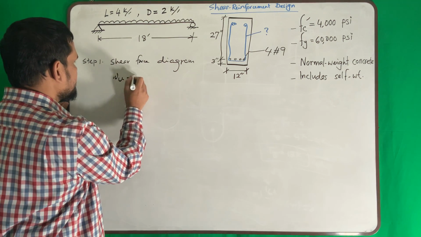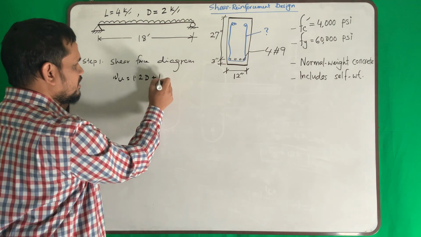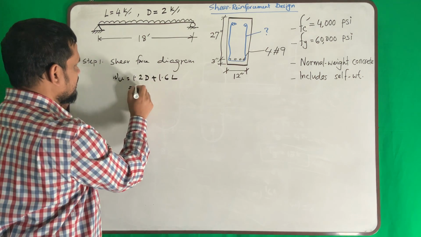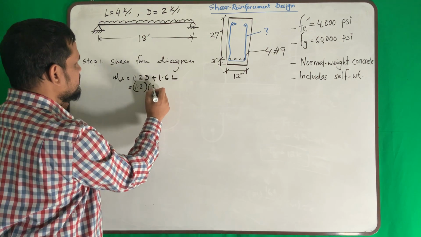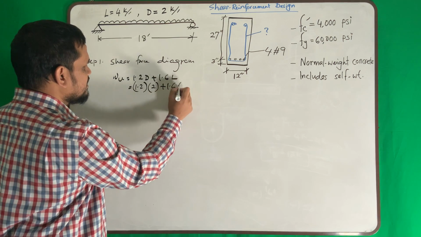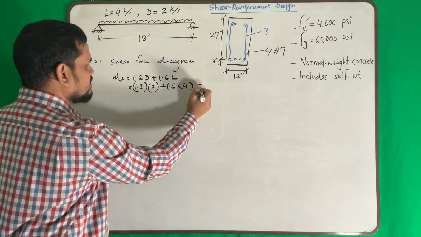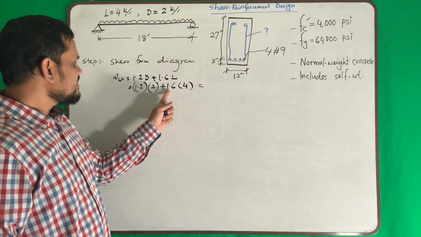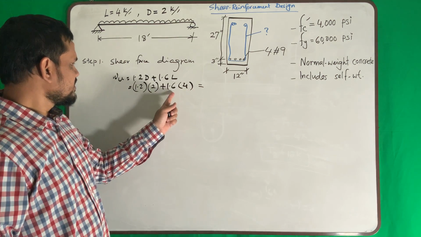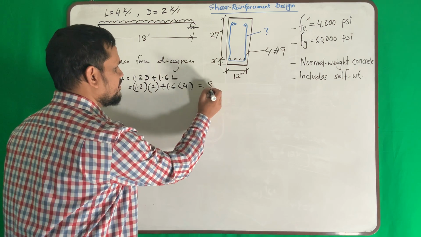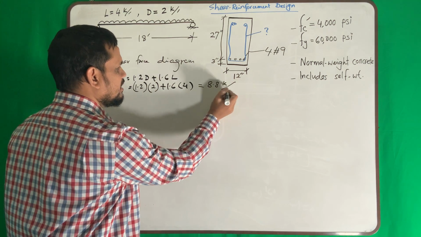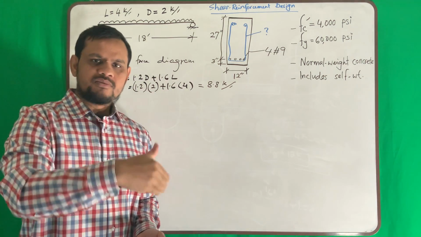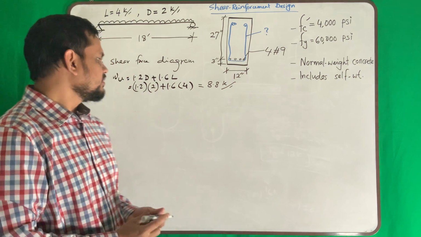Let us find our force. Our Wu is 1.2 D plus 1.6 L. So 1.2 D means 1.2 times 2, 1.6 L means 1.6 times 4. How much? 2.4, 6.4. 2.4 plus 6.4 means 8.8 kip per feet. So that is the uniformly distributed factored load.